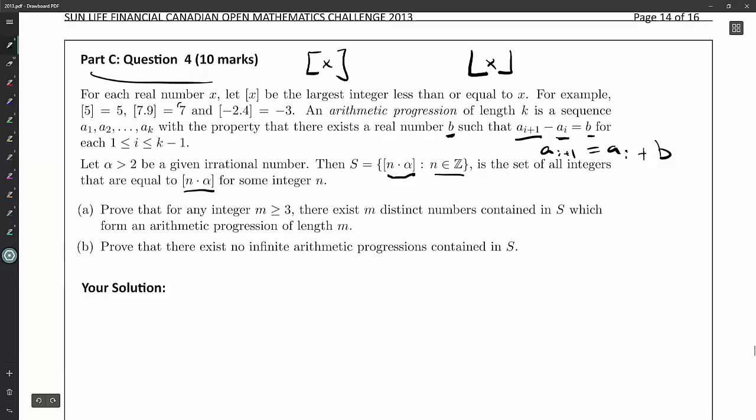Okay. Prove that for any integer m greater than or equal to 3, there exist m distinct numbers contained in S which form an arithmetic progression of length m. And part B, prove that there is no infinite arithmetic progression contained in S. So eventually they all stop, but I can get one of any length that I desire. Okay, so it's a subtle difference in the two.